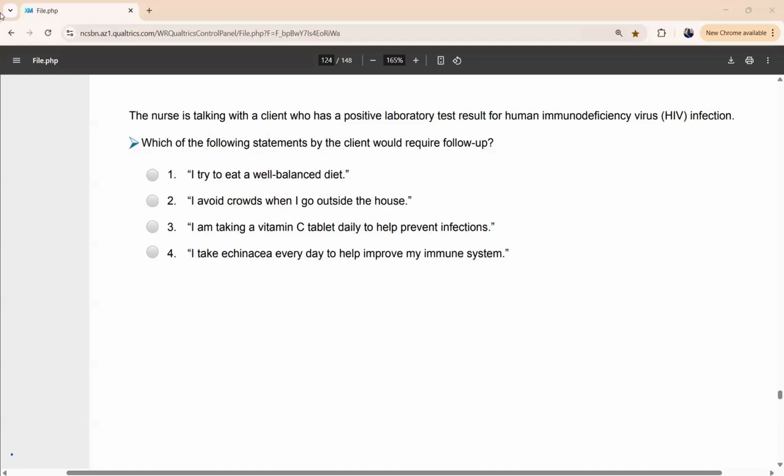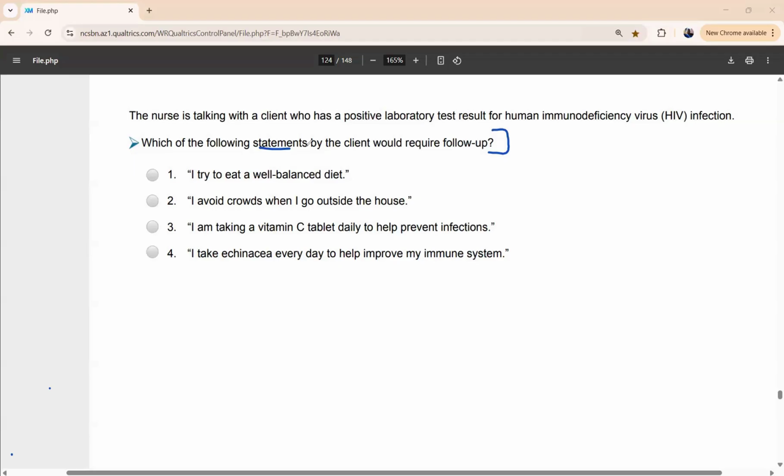Yeah. All right. Let's break the question down together. Now, the nurse is talking, just like the other question, right? Now we expect a statement. So that's the reason why when you read your examiner question, it's always going to have the keyword statement. Now, the nurse is talking with a client who has what? Positive laboratory test results for HIV. So the patient has what? HIV. Now, which of the following statements would require follow-up?